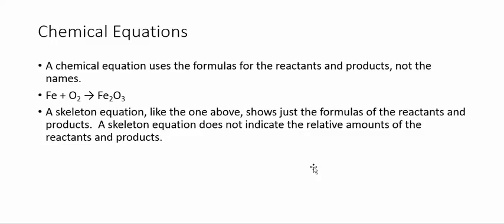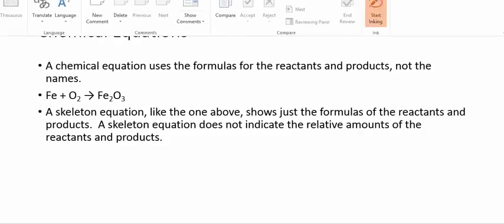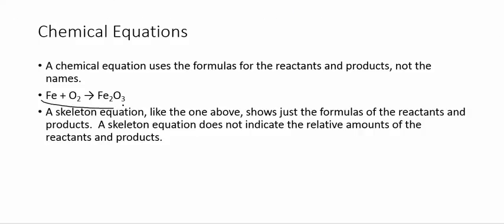A chemical equation uses formulas instead of words. This is the same equation I wrote earlier in words. Now I've written it in formulas in a chemical equation. This is a skeletal equation. It shows the formulas. It doesn't show the relative amounts of reactants and products. And if you'll notice, they're not balanced.